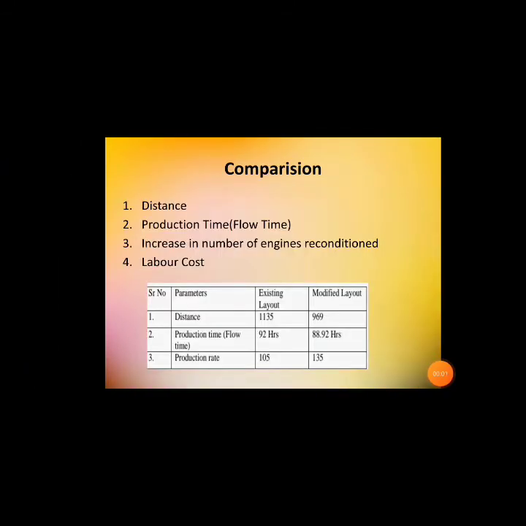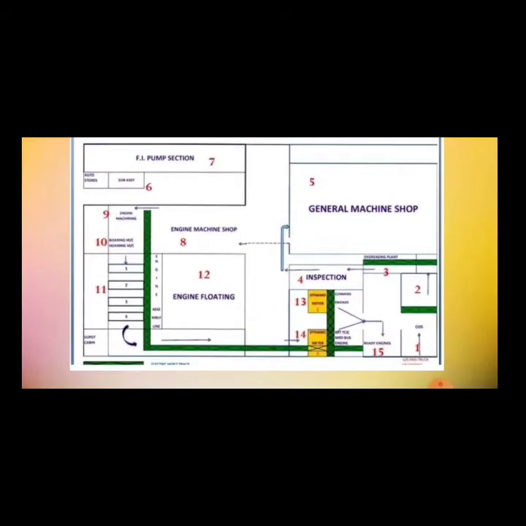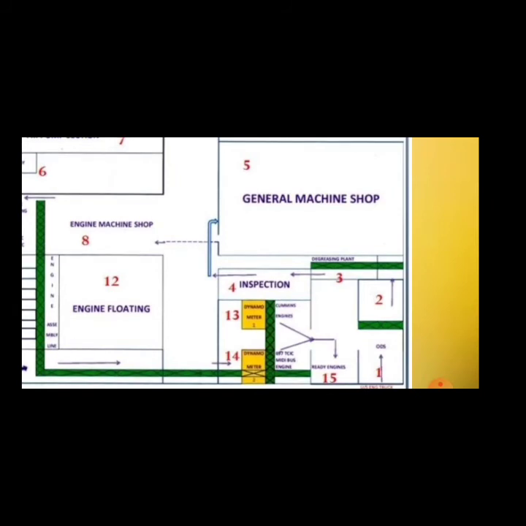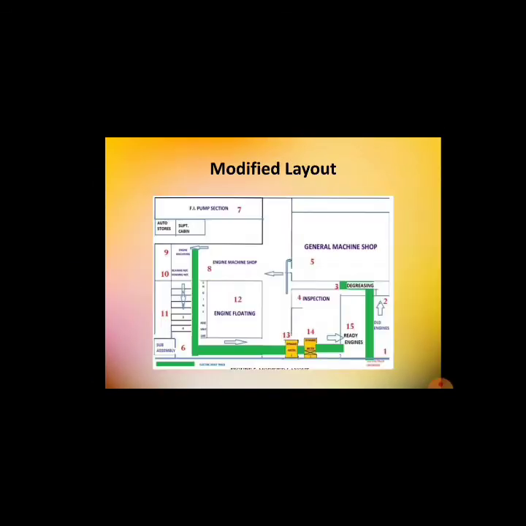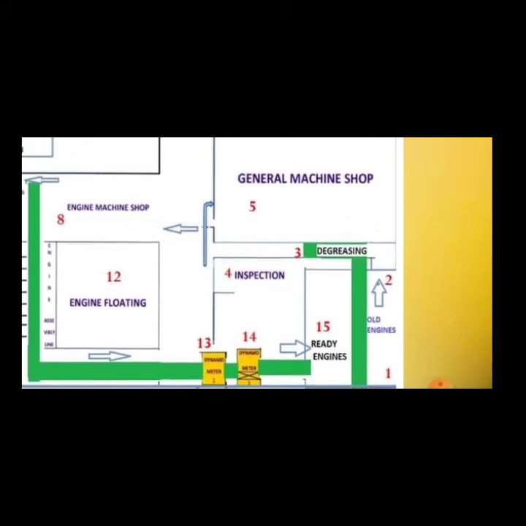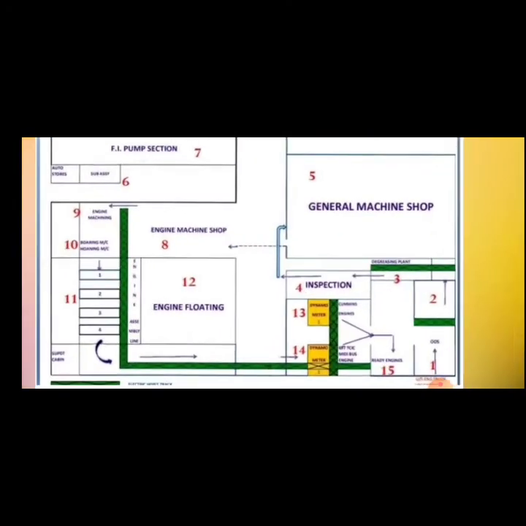We can also see that the path for the ready engines and the old engines is changed. After inspection, the ready engines go to 15. The path between them is made so that the old engines which require repairing or maintenance can come from 1 directly to 3, and the ready engines from inspection directly to 15. So the distance between inspection and ready engines is decreased, as we can see.